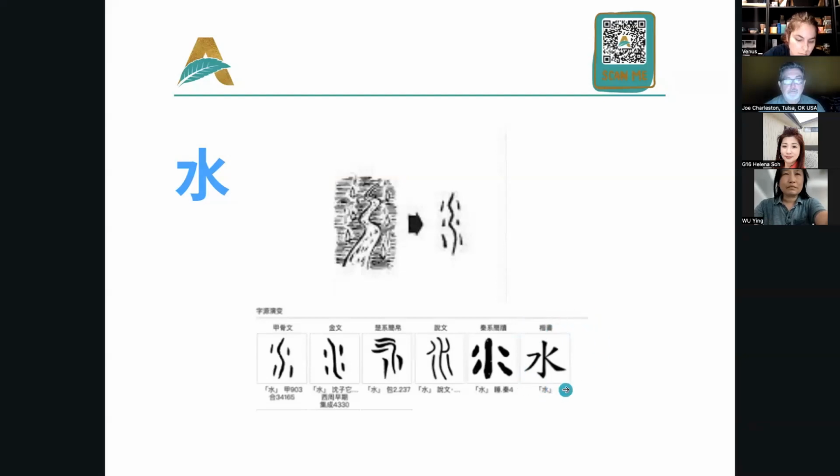But we'll write about it soon. So just remember, this is the river going down, and then this is the water in it.